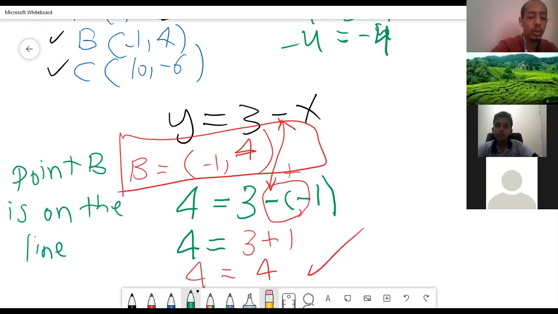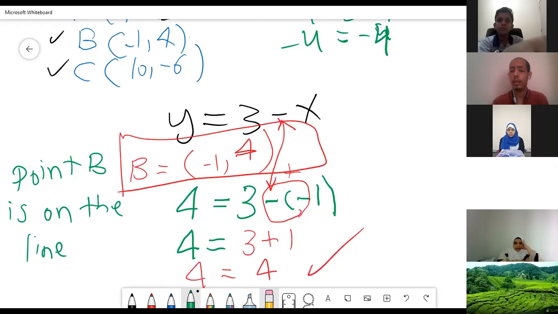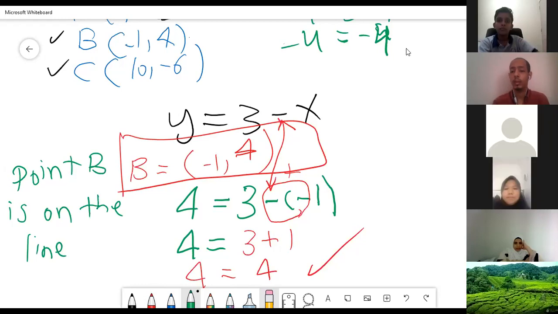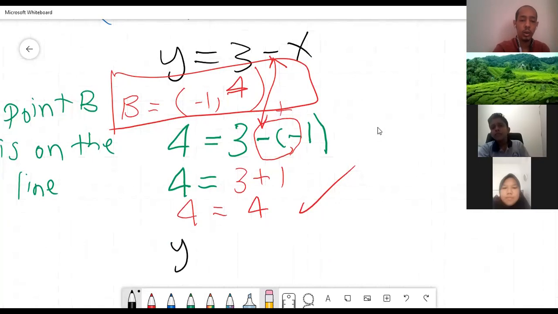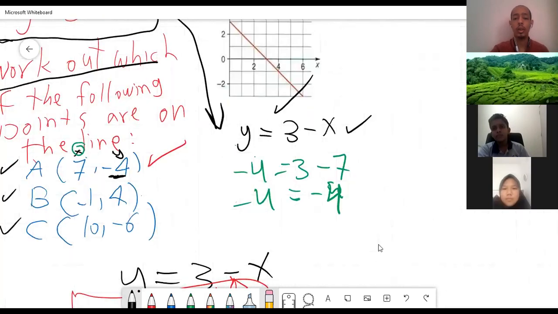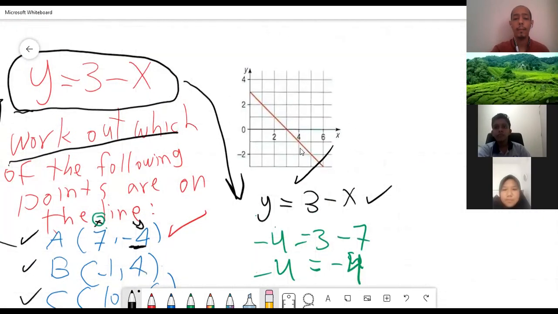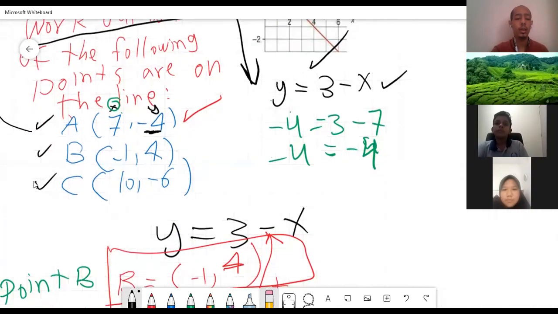Now I want one of the girls to work out the last point C. Iman, can you do it? Yes, I can. First, let's write down the function y equals 3 minus x, the function of this straight line. Then we are going to check whether C is on the line or not.